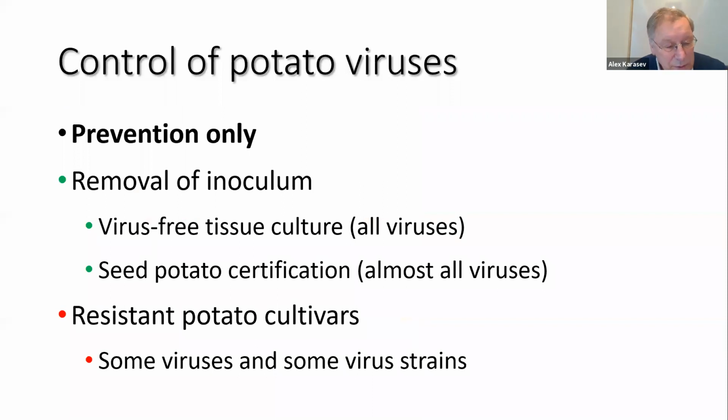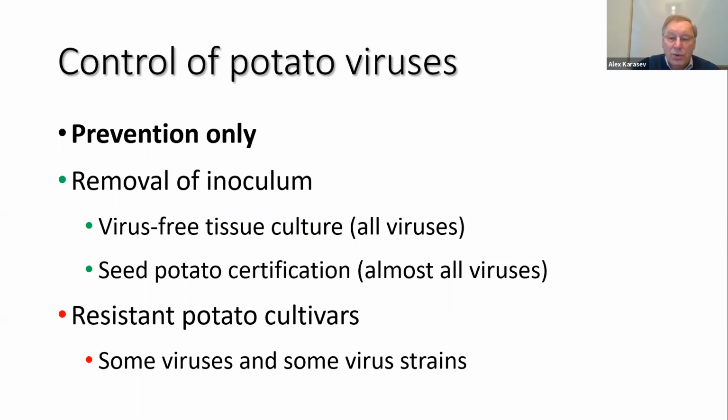So what about control measures? As with all plant viruses, there is no way you can get rid of the virus if it has infected the plant. So you can control viruses through prevention only. This tactic of prevention may be different for different viruses, depending on the type of vectors involved. But two approaches are more or less universal for potato viruses.